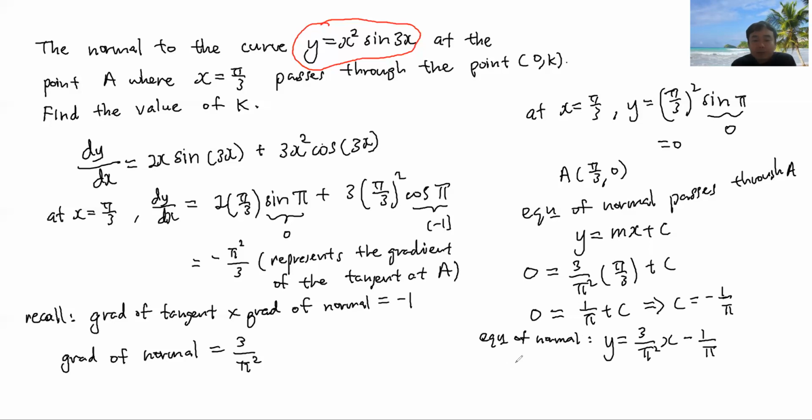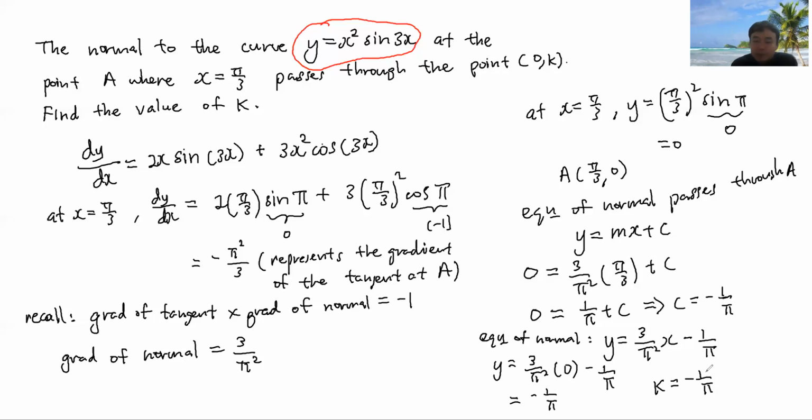Now, this normal passes through the point (0, k), so I can use the equation of normal to help me find the value of k. I'm going to substitute x equals 0. So y equals 3 over pi squared times 0 minus 1 over pi. So what is this? Negative 1 over pi. So k is negative 1 over pi.